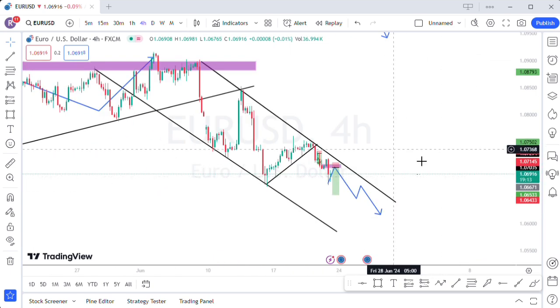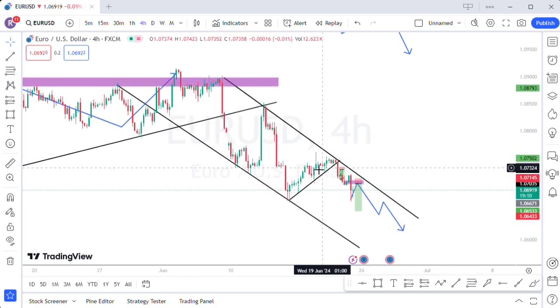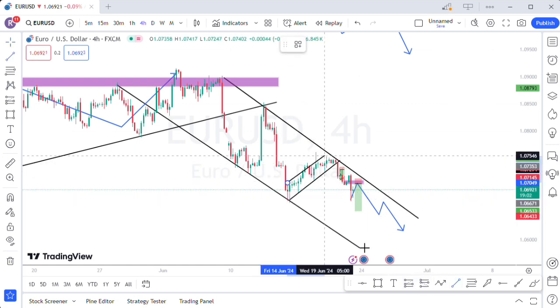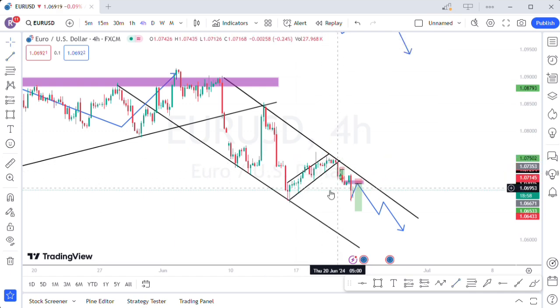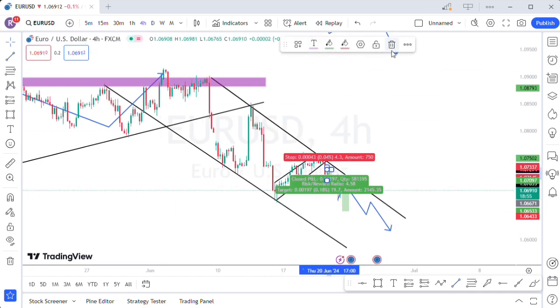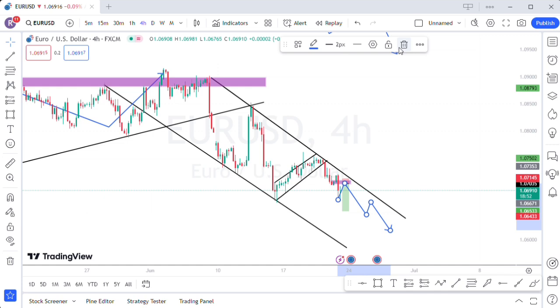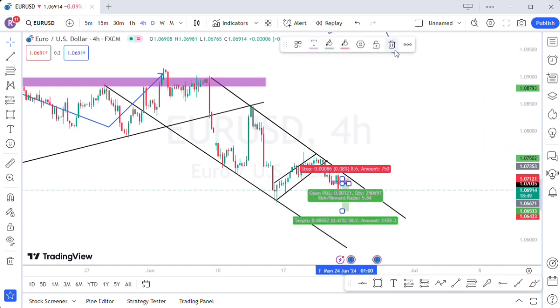So this is where you take your short position. So this was a retracement. This was just a retracement to the upside. After this retracement, this is where you take your short positions. Okay, you wait for a retracement, then you take a short position.